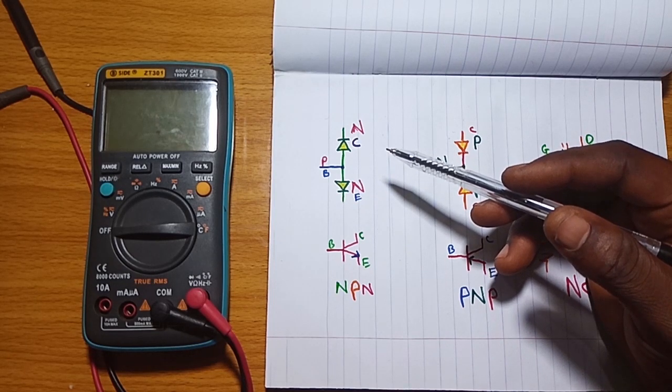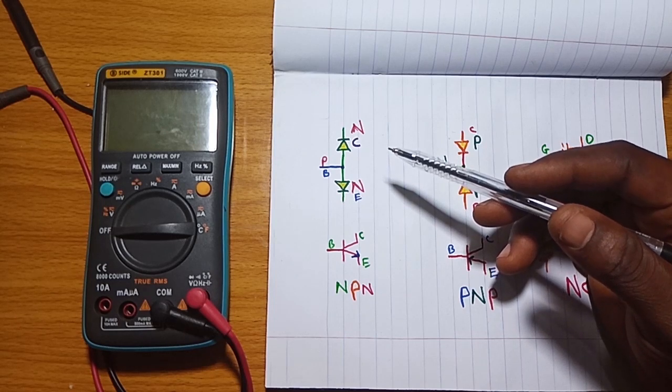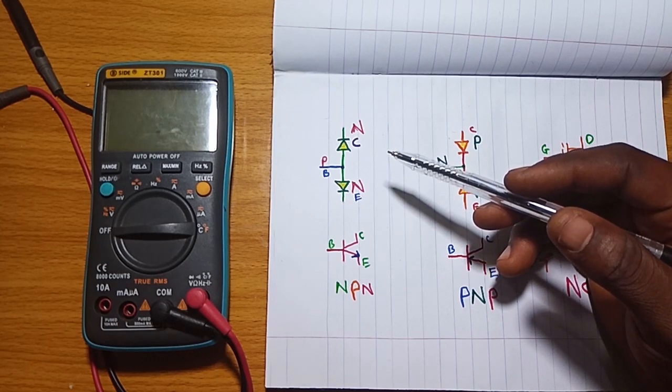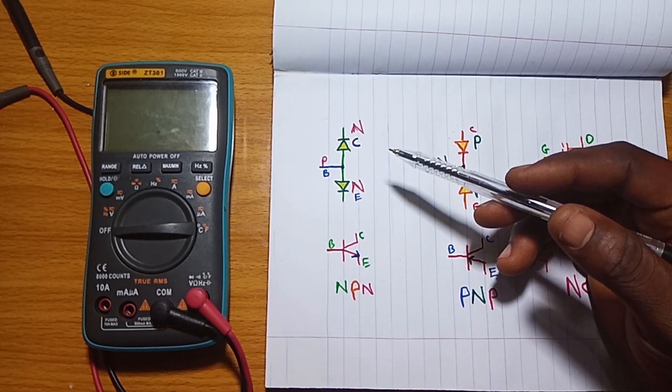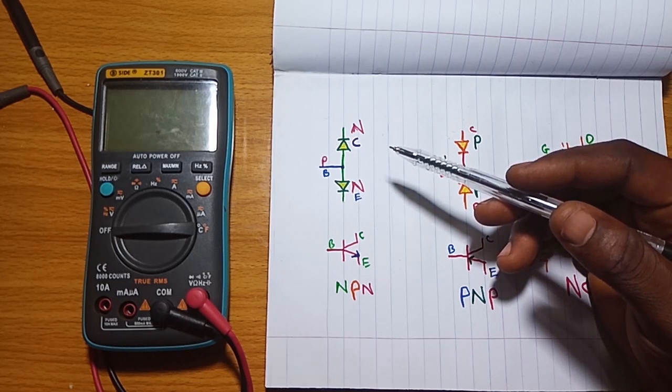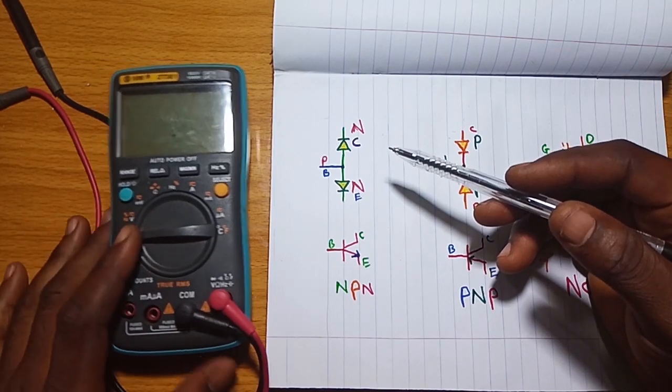the one that is PNP and NPN without using a data sheet. So what if you come across any transistor that you don't know the data sheet, but you want to identify if that transistor is a PNP or NPN? How do you do that? I'm going to show you that in this video using a multimeter.